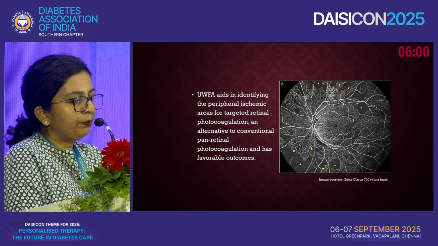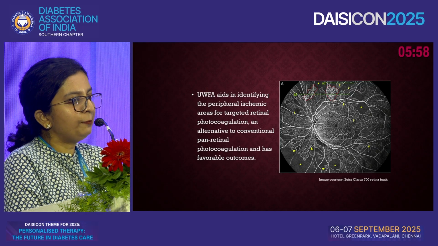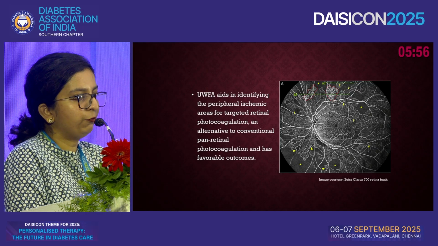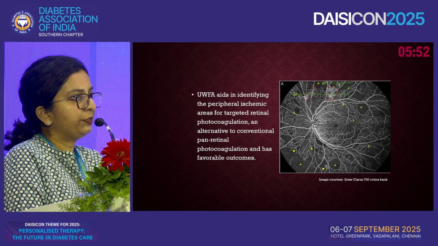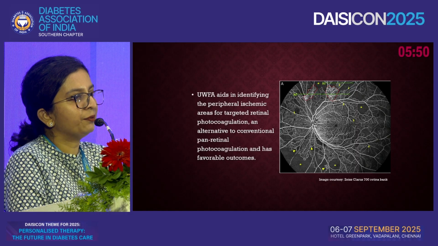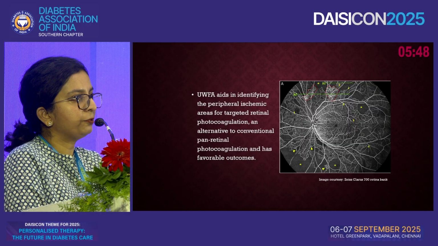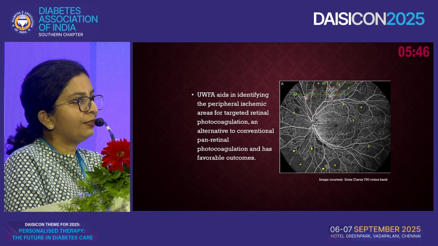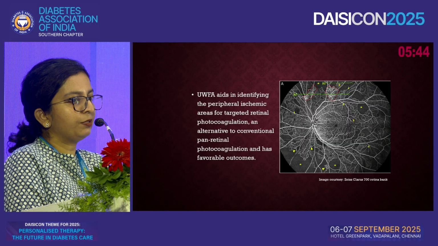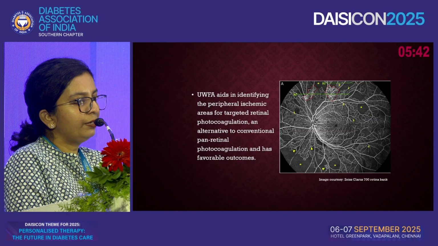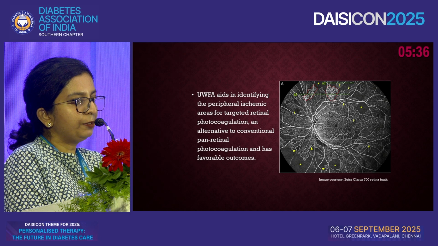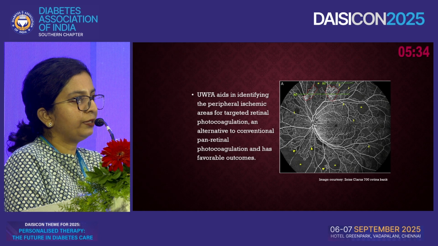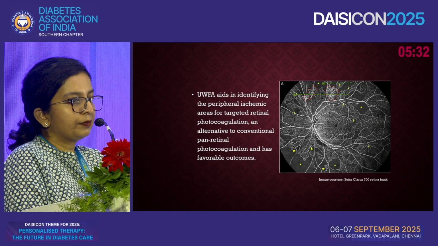Apart from diagnosing, it also helps in targeted retinal photocoagulation. So PRP, that is pan-retinal photocoagulation, which is what is routinely done nowadays, is actually a destructive procedure where we apply the retinal laser to around 360 degrees of the retina all around. So this targeted retinal photocoagulation would help us to concentrate on only the ischemic areas, and it will help us to retain some amount of structural integrity for the retina.